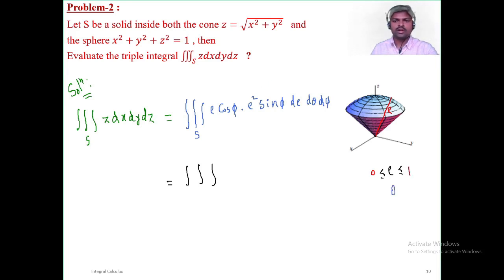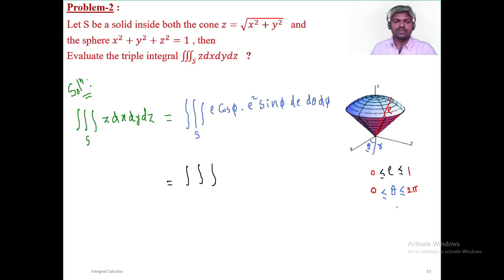So next one, theta limits. Theta means here the angle between the r axis and the x axis. Since this solid is around the z axis, the r axis should move completely around the z axis, therefore 360 degrees. So theta varies from where to where? 0 to 2 pi. Because this solid is completely around the z axis, so the r axis should move completely around the z axis, so it is 0 to 2 pi.